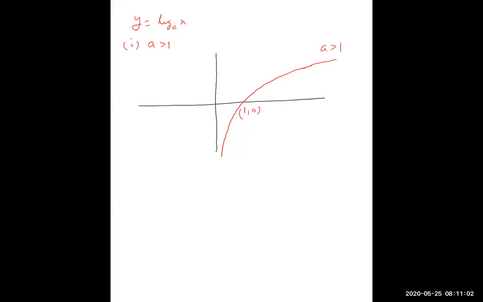Second case was when base A is between 0 and 1. And in that case, our graph is of this type. When base A is between 0 and 1. So one thing you can observe: when base is more than 1, as x is increasing, this graph is increasing, going higher and higher. So these are known as increasing functions. So case 1, when a is more than 1, this is an increasing function.